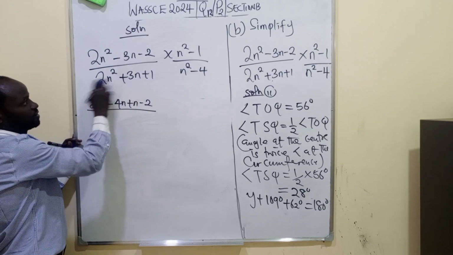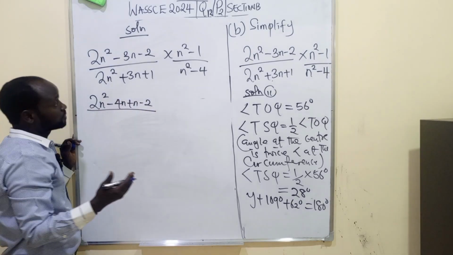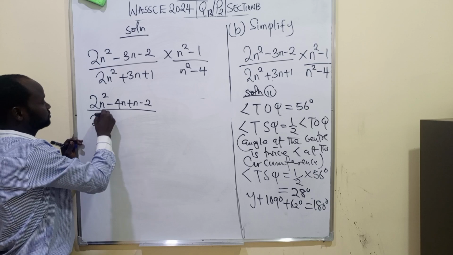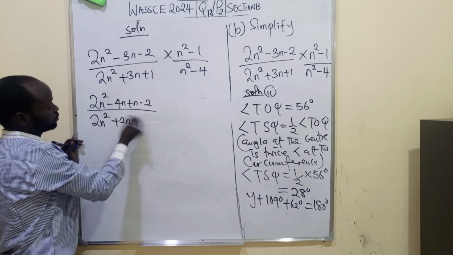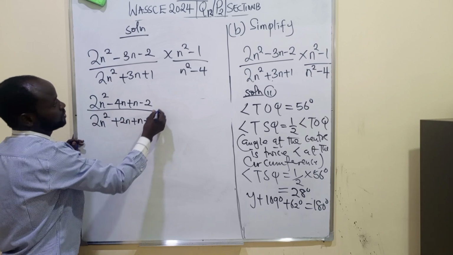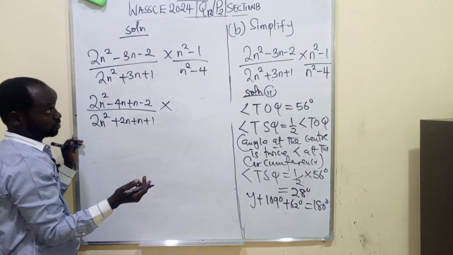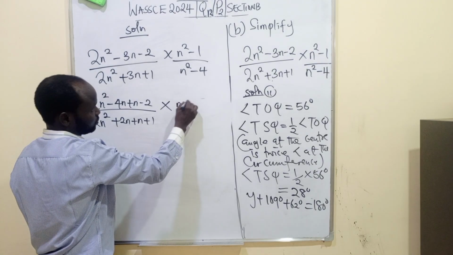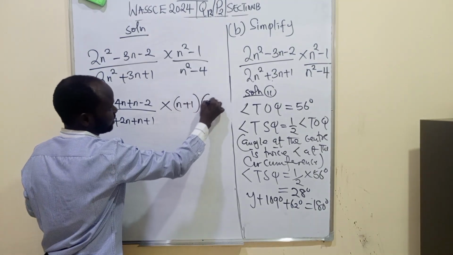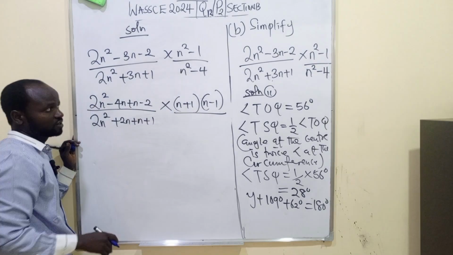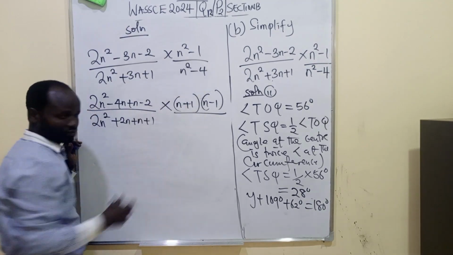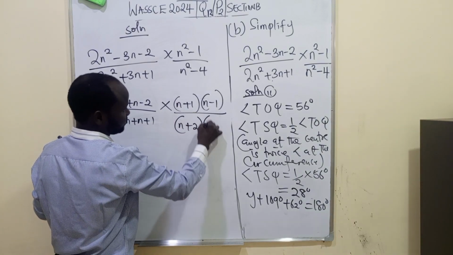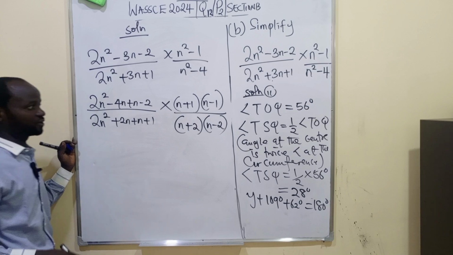We do the same here. 2n squared times 1 is 2n squared. Two factors of 2n squared that can give us 3n are 2n and n. So this will be 2n squared plus 2n plus n plus 1, times, this is a difference of two squares, so n squared minus 1 is the same as n plus 1 in one bracket, then n minus 1. The same thing here, we apply difference of two squares as well. This will be n plus 2 in a bracket, then n minus 2.